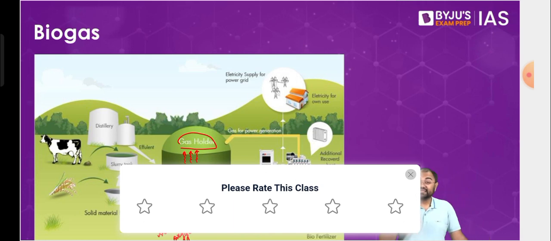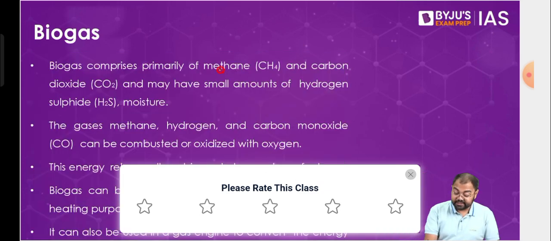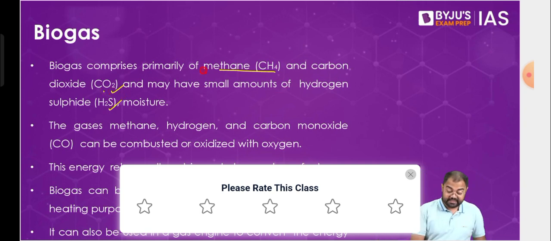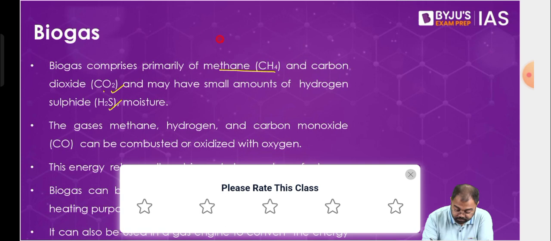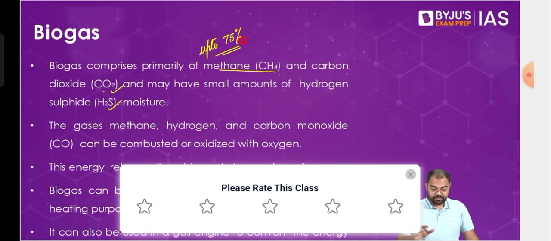In the limited supply of oxygen, anaerobic digestion of the organic matter happens, and the gases that are produced are biogas. These are largely based on methane. There can be a small amount of carbon dioxide or even hydrogen sulfide, moisture, etc. They can all be present, but largely it is methane, up to 75% in this biogas. So overall, biogas is more or less methane.